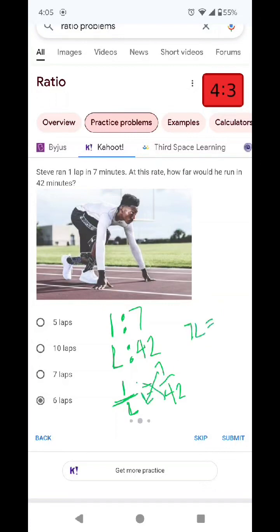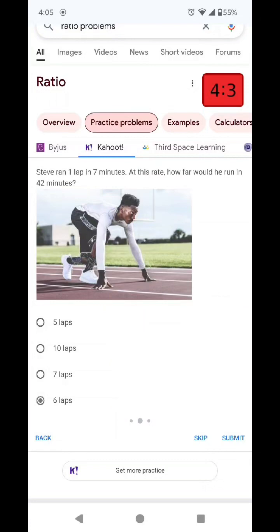7L is equal to 42. Divide both sides by 7. L is equal to 6. Let's see. We got it right.